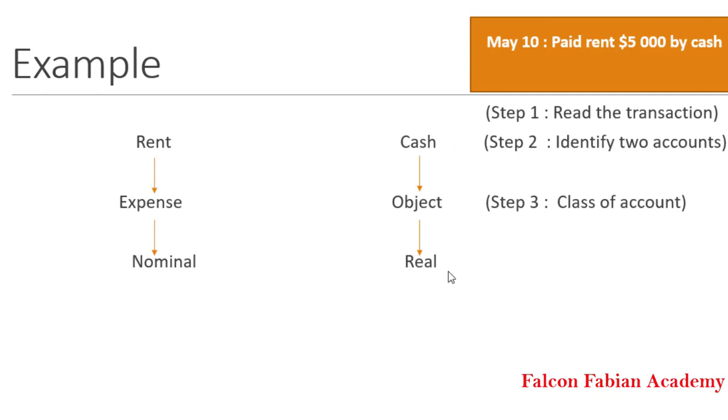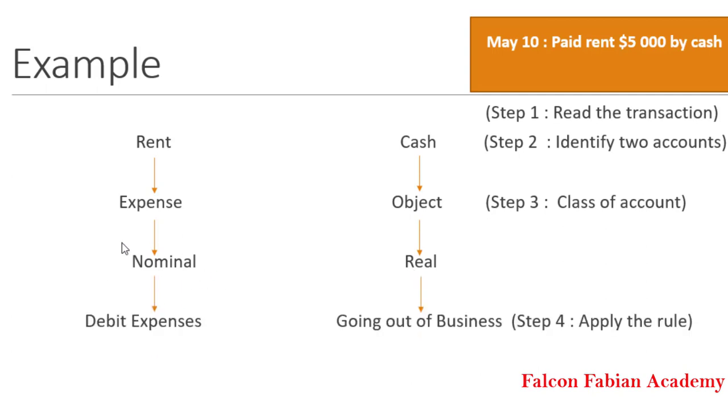Over here you need to understand that it may happen that the two accounts involved in a transaction belong to different class of account or different type of account. In the previous two transactions, I had picked up transaction which belonged to the same class of account or same type of account. But that's not the case in real life. In real life, you will have transactions wherein the two accounts involved are going to be of different class or different type. So rent is an expense, therefore it will follow the rule of nominal account, and cash is an object, therefore it will follow the rule of real account.